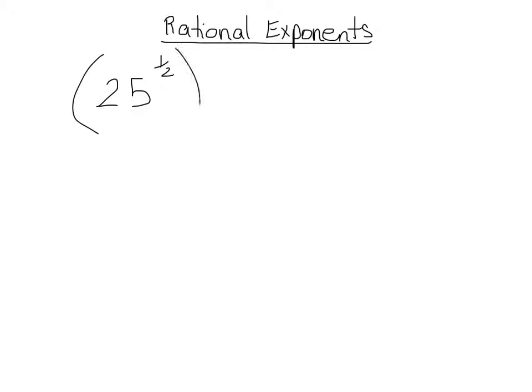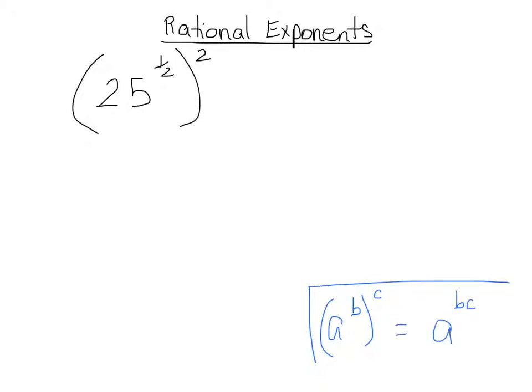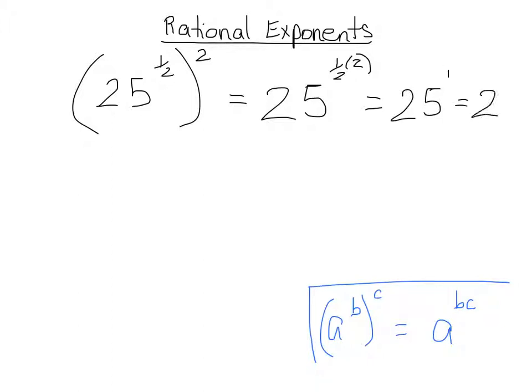Well, if I take this and then I raise that to the second power, well, we're getting closer to something that might mean something to you. Now, remember back in the day when we looked at the properties of exponents, the laws of exponents? A to the B to the C is really equal to A to the BC. If we are raising a power to a power, we multiply the exponents. So 25 to the half times 2, same thing. So this is really 25 to the 1, which, of course, is really just 25.